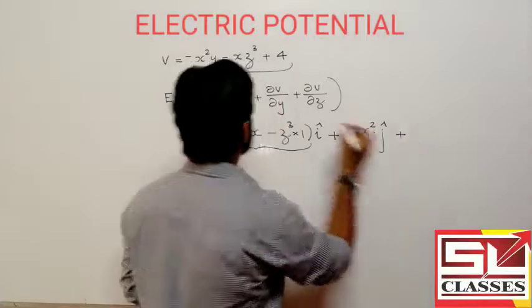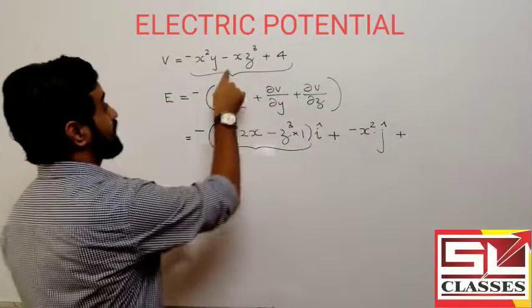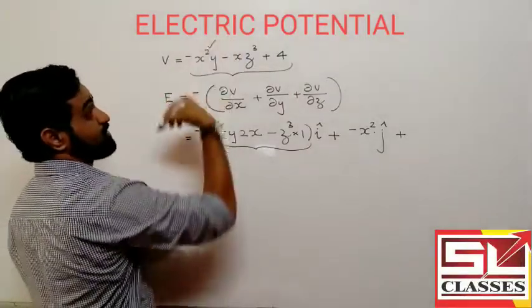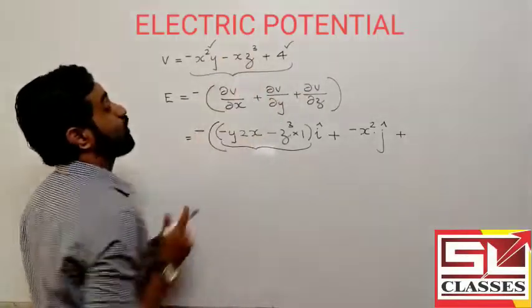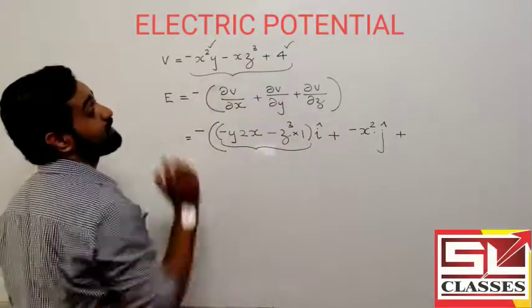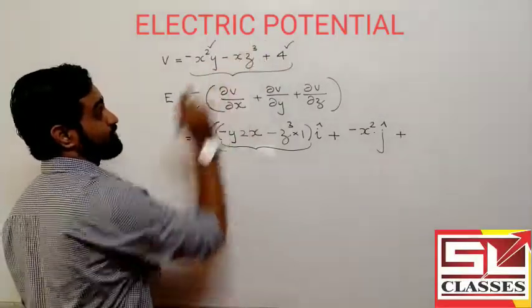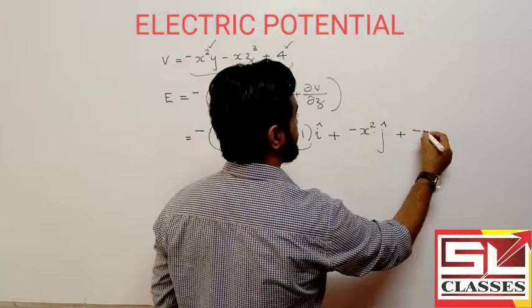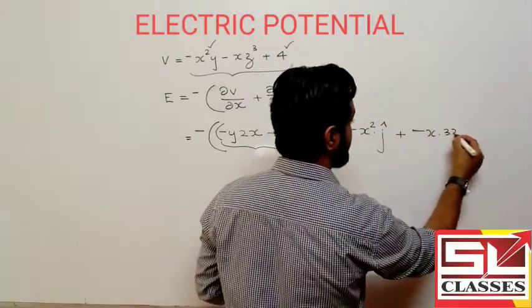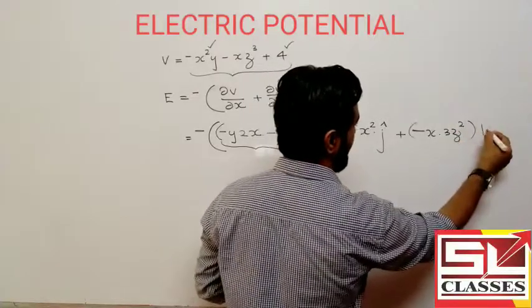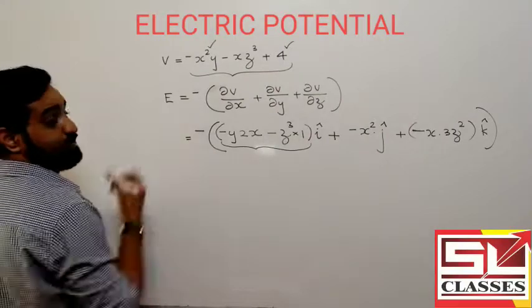Then plus, take the derivative of all these terms with respect to z. So when we take with respect to z, this term will be constant, this term will be constant, because in these two terms there is no z component. In this term only there is a z component. So take x as constant and take the derivative of z cube. You will get minus x, that constant, into z cube becomes 3z square. This is along k cap. Okay, there is a total bracket there with a minus symbol outside.